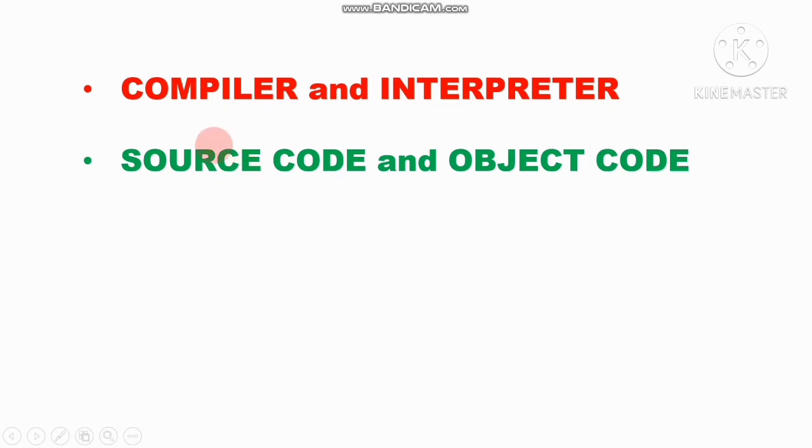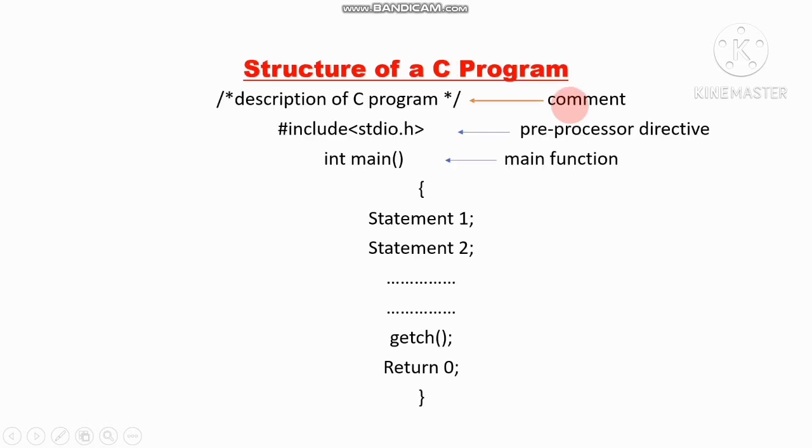And the next one is source code and object code. Source code means when the programmer writes the code in a programming language, that is called source code. But when it is converted to machine code, that is called object code. This is the basic structure of C programming.